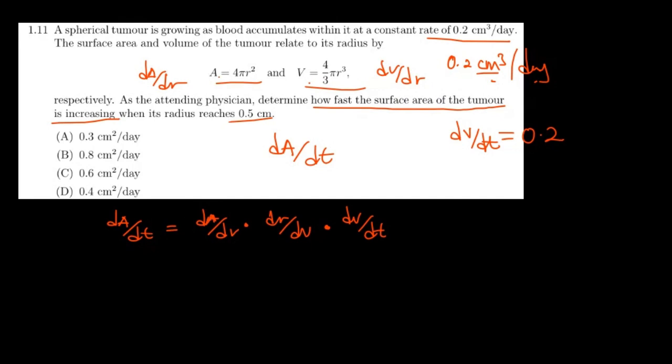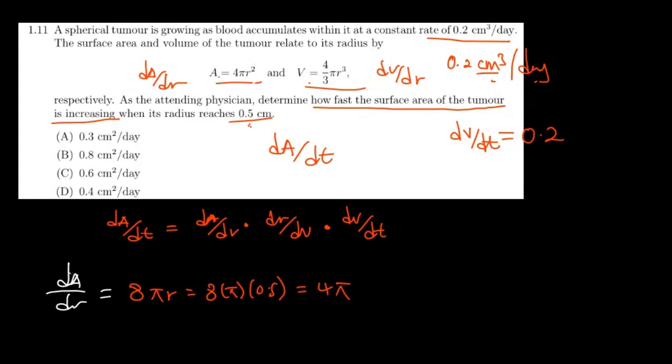So we start with the dA dr. We're just differentiating this with respect to r. That will be 8 pi r, but now we are evaluating it at 0.5, so that will be 8 pi times 0.5, which is 4 pi.